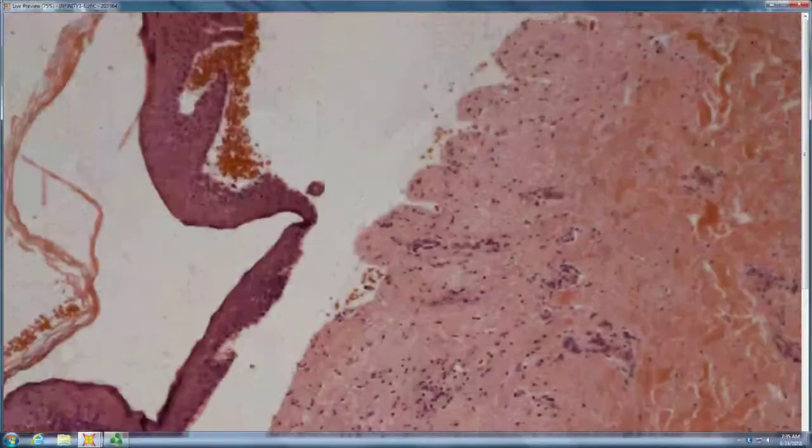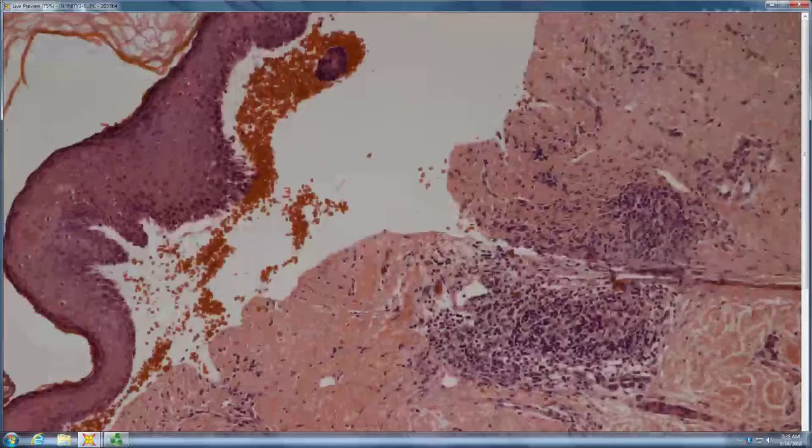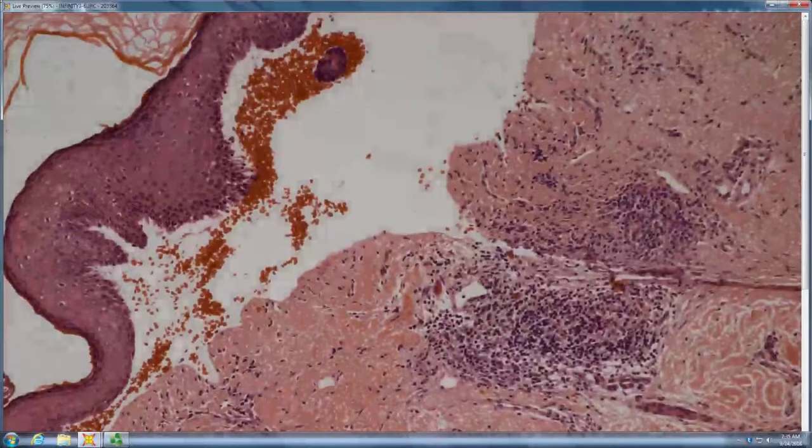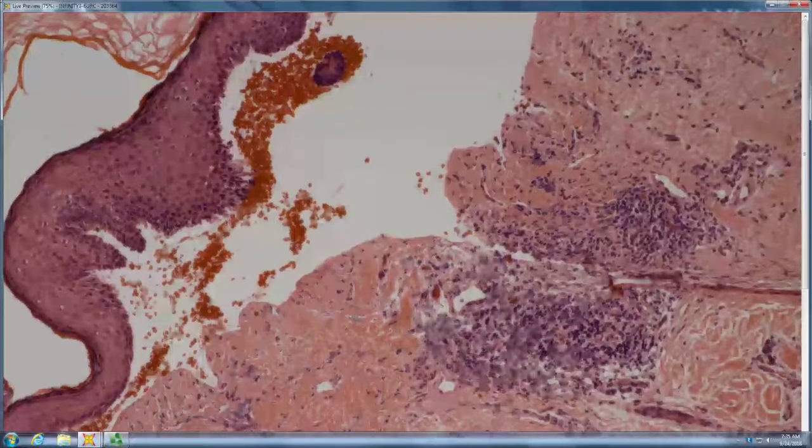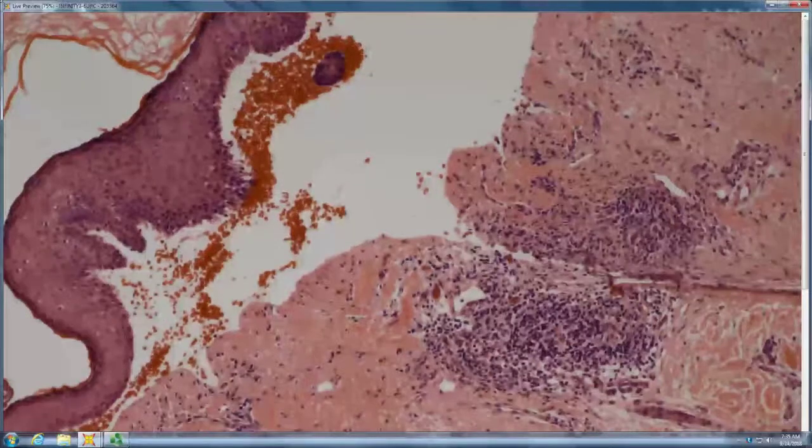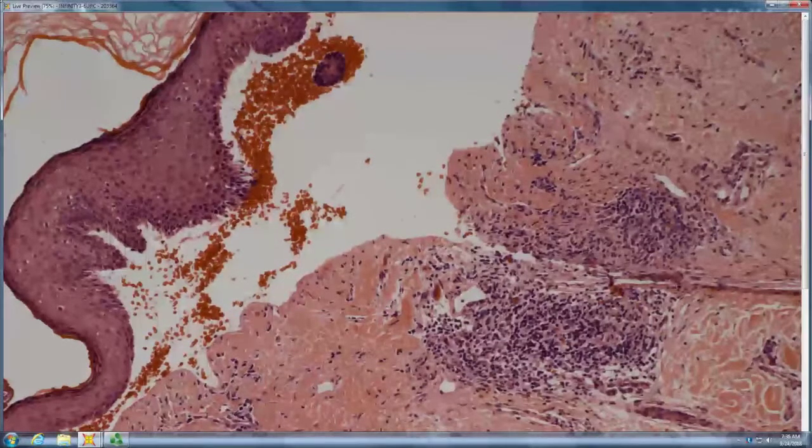Makes you think of the possibility of cicatricial pemphigoid, which the name implies, right, likes to scar. Epidermolysis bullosa acquisita, which is more likely to scar. And then it comes down, of course, to the immunofluorescence pattern as well.